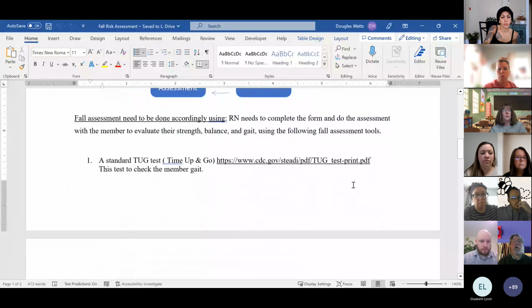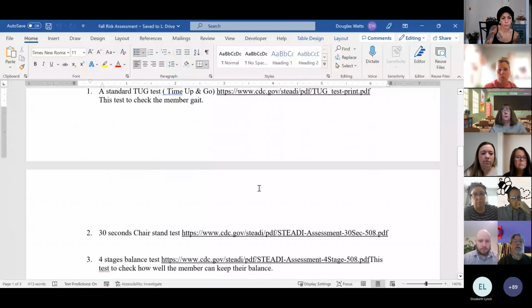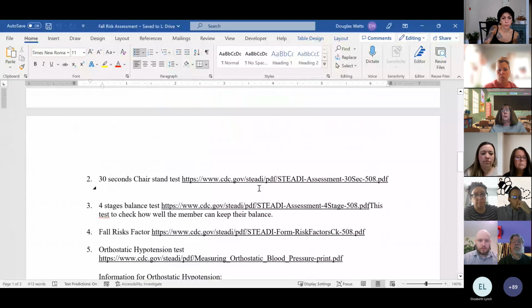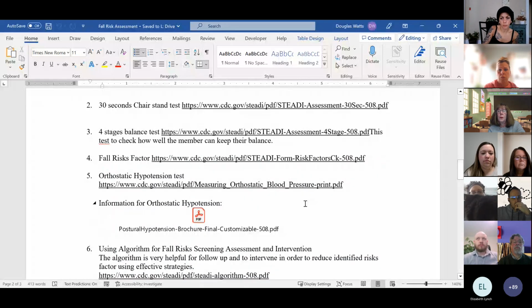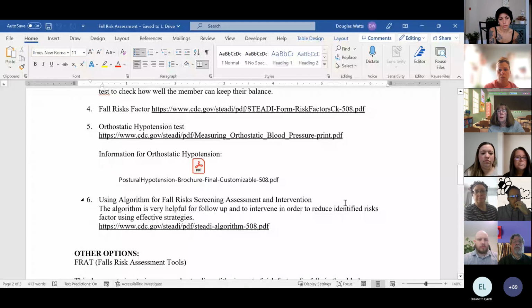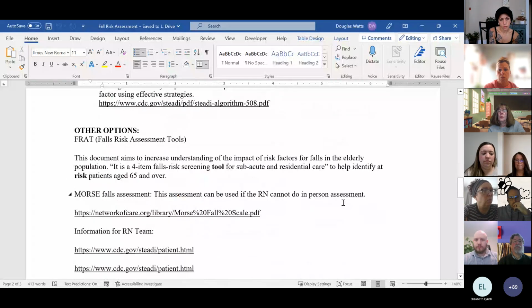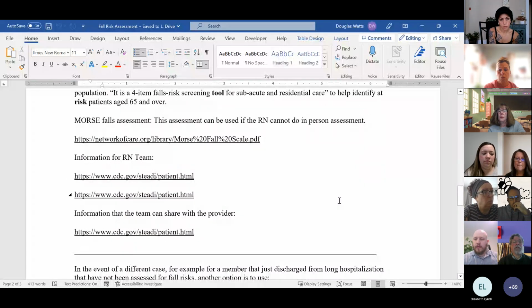And then in here, these are all hyperlinked, but there's a whole list of tests that we can do with people to make sure that they are properly assessed.